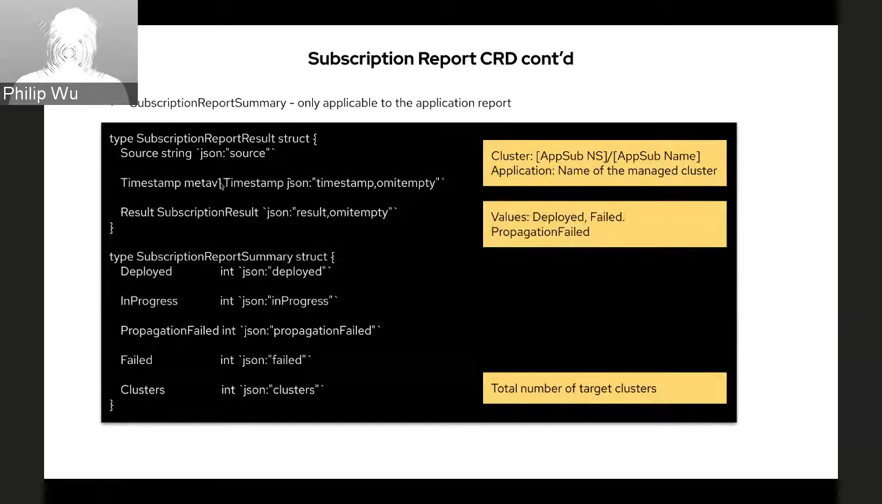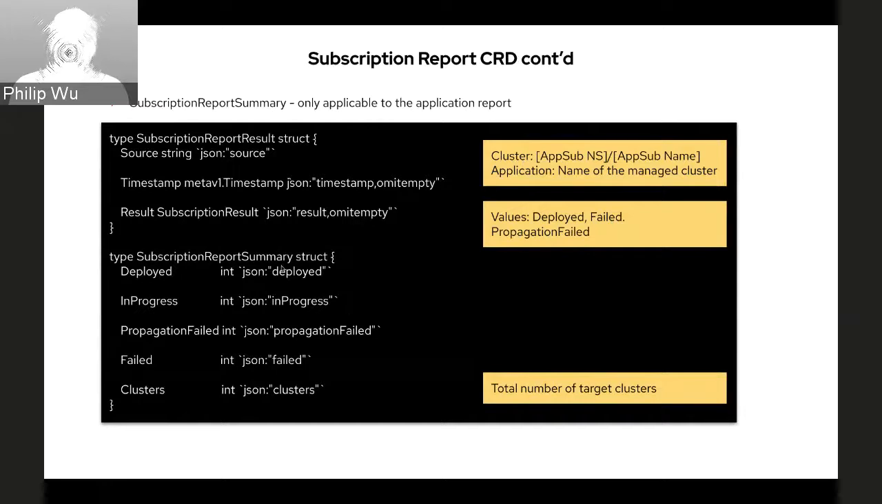So the report result, which provides the status of the subscription on the managed cluster, the source here could have two possible values, depending on the type of report it is. For a cluster report, the source is the namespace and the name of the subscription, while for an application report, the source is the name of the managed cluster. And the result here is the overall status of the subscription on the managed cluster. So it could have values of either deployed, failed, or propagation failed.